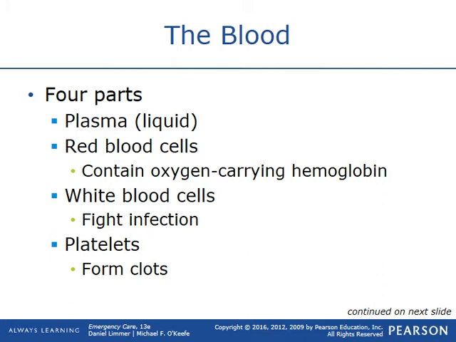The blood itself has 4 parts. It's got the plasma, which is the liquid. It contains the red blood cells, which carry oxygen, carrying hemoglobin. White blood cells are to fight infection, and platelets are to help form clots.